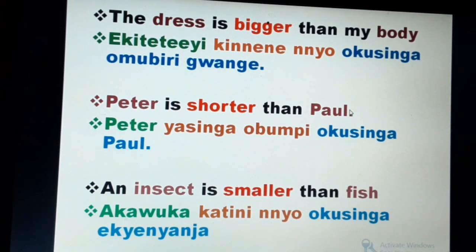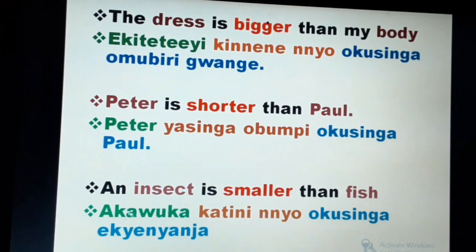And this in Luganda is Peter yasinga obumpi okusinga Paulo. So in this case, shorter is yasinga obumpi, as we saw.